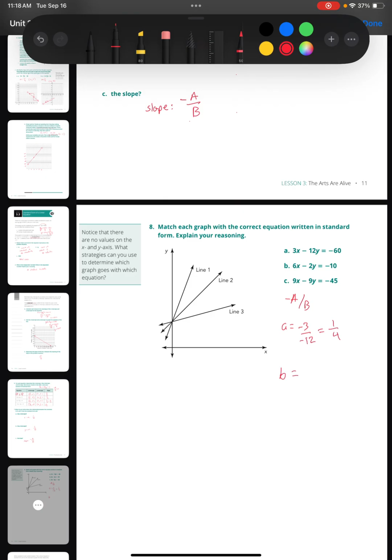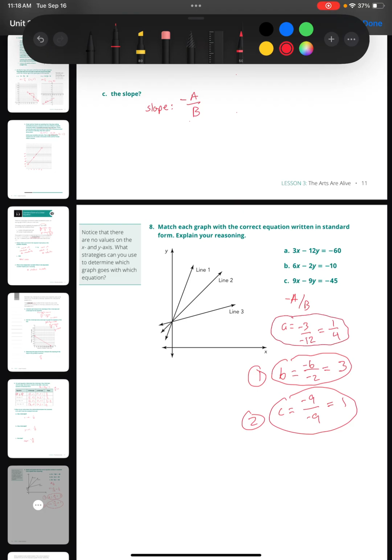For B, that slope, negative A over B, negative 6 divided by negative 2 is 3. And then for C, negative A over B divides to be 1. So looking at those three, the larger the number, the steeper the line is going to get, based on what we've looked at before. So a slope of 3 would be our steepest. So that is line 1. The next steepest, slope of 1, that would be your middle one, line 2. And then the flattest line has this number between 0 and 1, this fraction. That would be line 3.